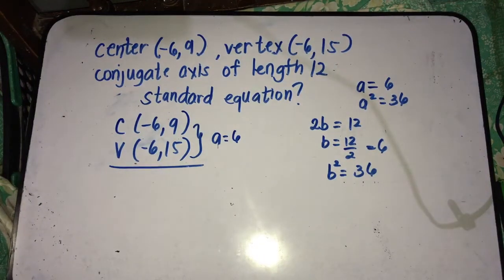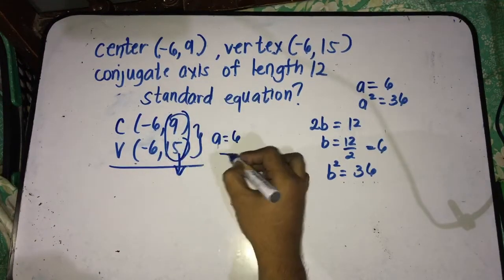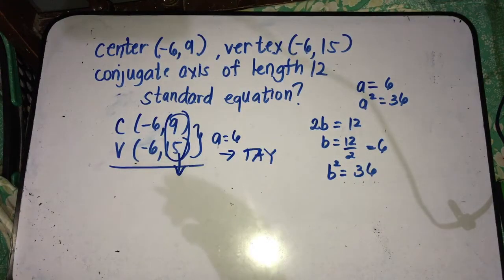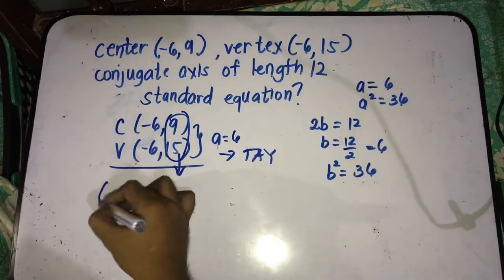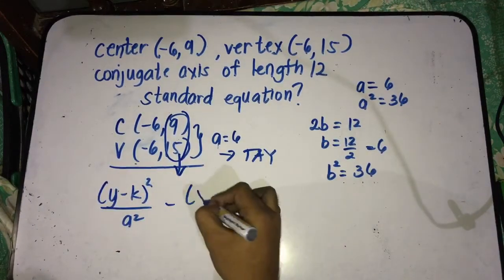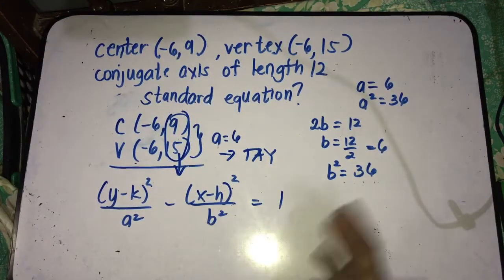Tax or tie? So, is it tax or is it tie? Anong binago natin? Y. Therefore, it is tie. So, if this is the case, our formula would be y minus k quantity squared over a squared minus x minus h quantity squared over b squared is equal to 1.